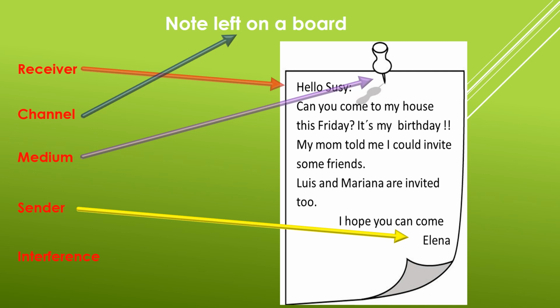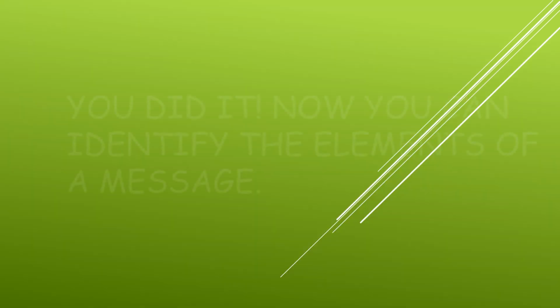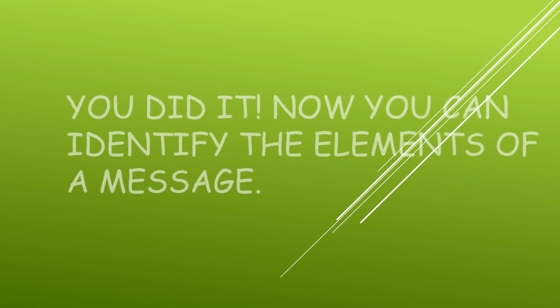Finally, we have to look for the interference. It may be a little bit hard. Great! As you notice, this paper is on the board and the wind is blowing a little bit, so it may get off the board. You did it! Now you can identify the elements of a message.